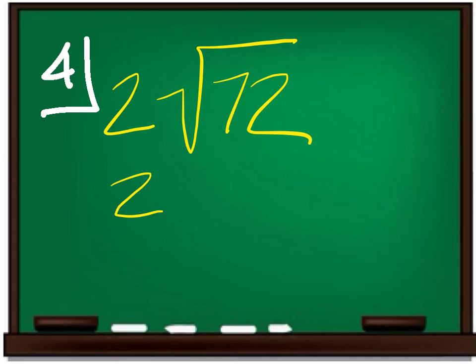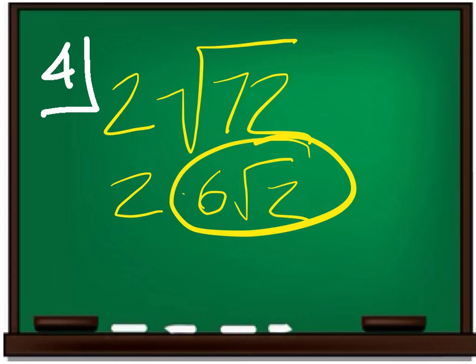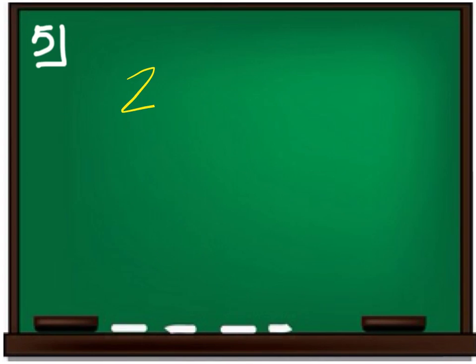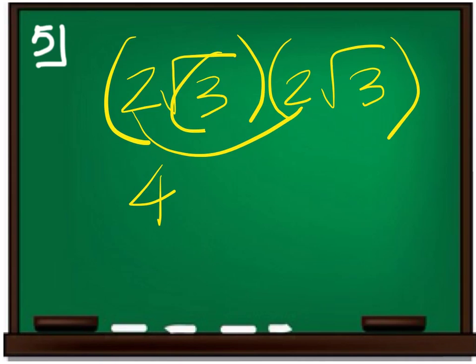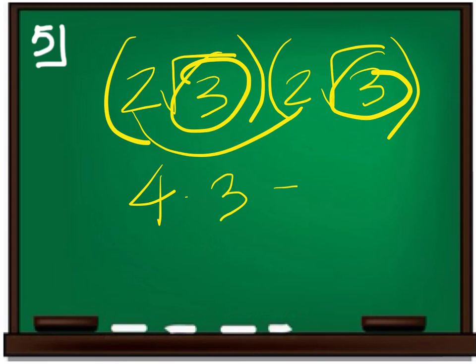Alright, 2 times 6 square root of 2. We've had this how many times today? 3 or 4. 12 square root of 2 is the answer. The answer on this one is to do 2 times 2 is 4, and then this times this is 3, so you get 12.